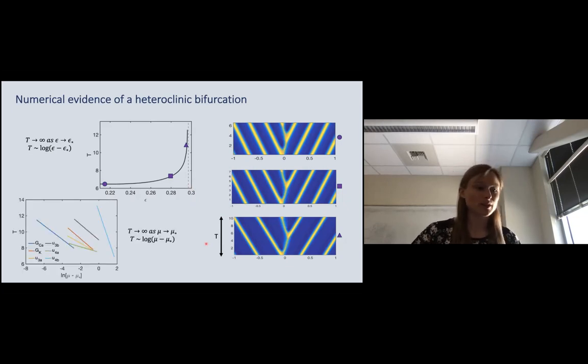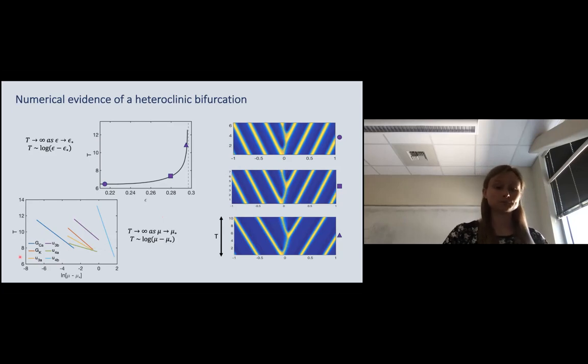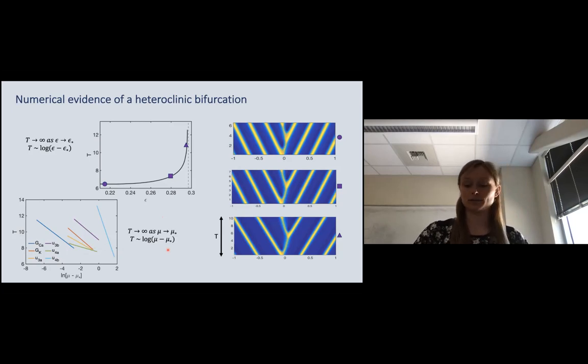I also want to point out that I'm using epsilon here as the bifurcation parameter, but we can use any of the other parameters as the main bifurcation parameter as well. We've been using epsilon since that's what has historically been used, but you can do the same computation with any of those parameters I previously talked about and find that they obey the same scaling. As you approach that bifurcation point, it obeys this log of mu minus mu star scaling, indicative of a heteroclinic bifurcation.